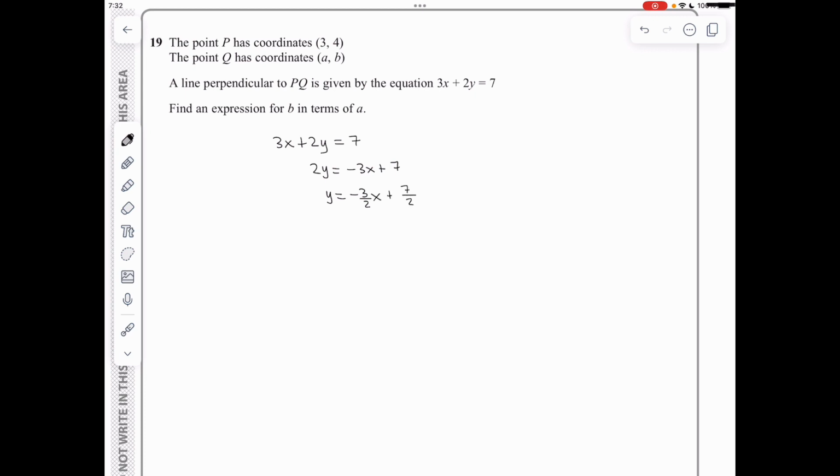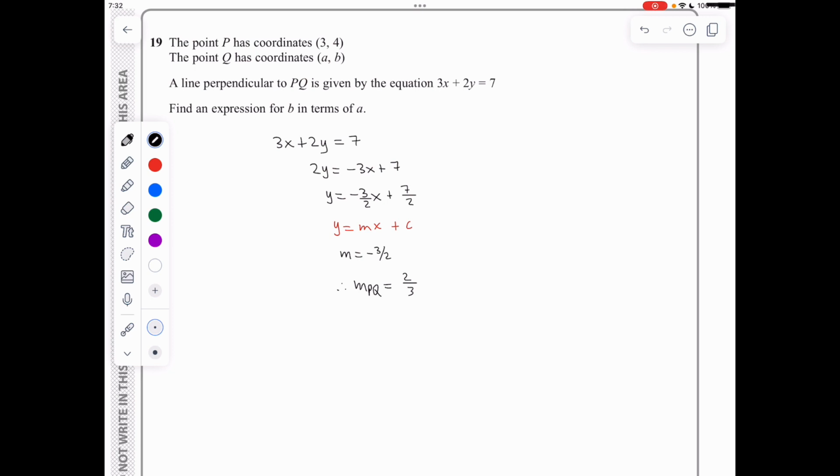We know that any equation of the form y is mx plus c has a gradient of m. So in our case, the gradient is minus 3 over 2. And I will now be using the fact that the line is perpendicular to PQ. This means that the gradient of PQ is 2 over 3. I'm using the fact that if two lines are perpendicular to each other, then the product of their gradients is negative 1.